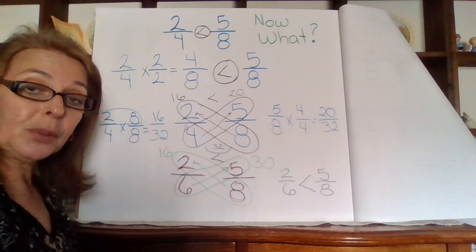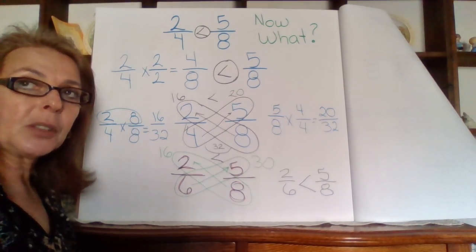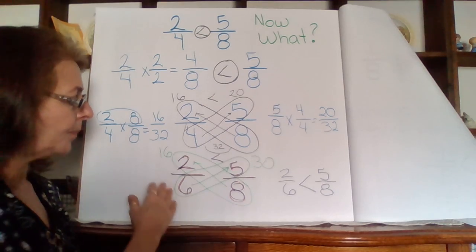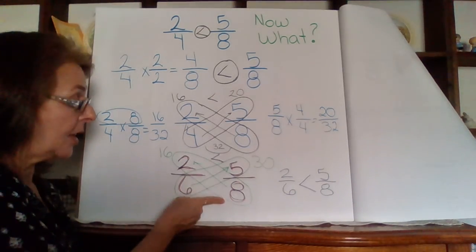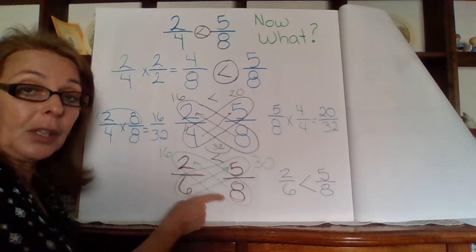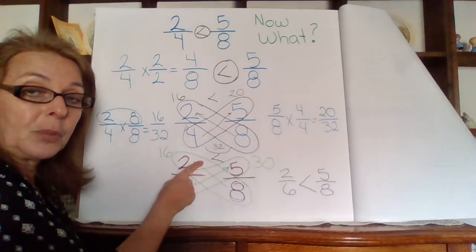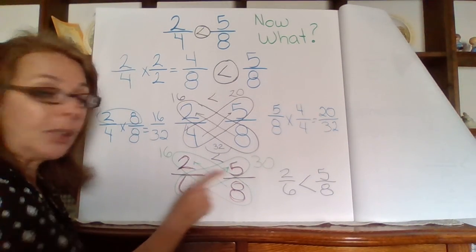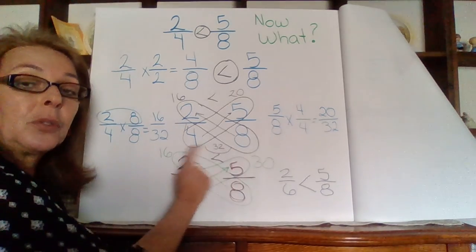And what you're really doing is you're finding a common denominator, but we can take this shortcut and just cross multiply denominator to numerator, and compare our numerator results.